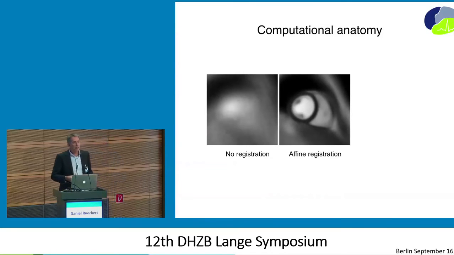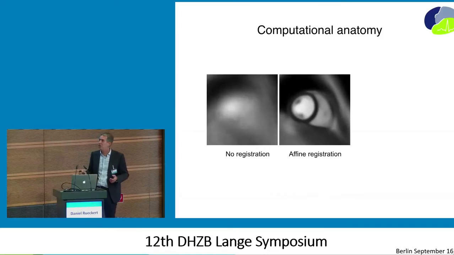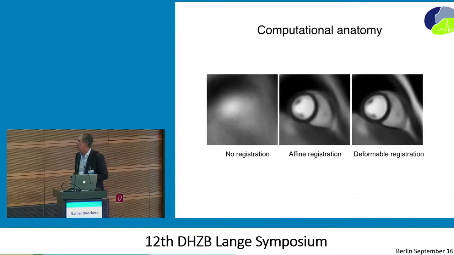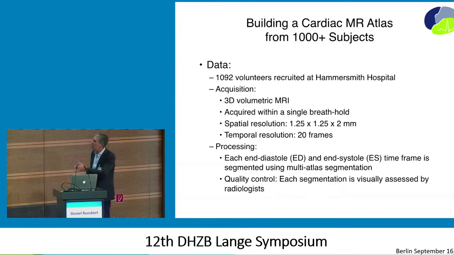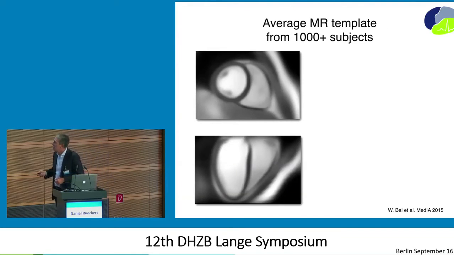If I align all the images to correct for the fact that they all have a different orientation, different size, and different position, I get an average of 1,000 hearts, which looks like this. And if I also add some additional information to compensate for shape changes, I get an even sharper looking average image. So we have done this with, as I said before, over 1,000 subjects. We can also use, of course, segmentation information. I'll come to that in a second. And so you end up with an average model of the heart from these 1,000 subjects.